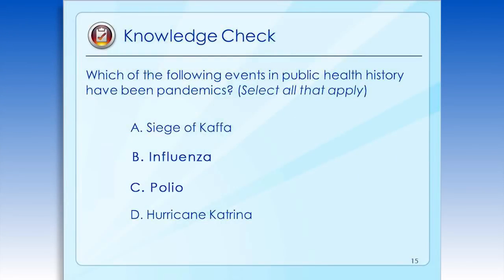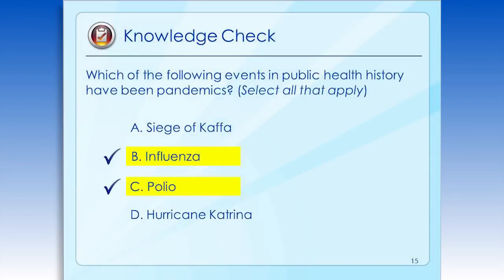All right, it's time for another knowledge check. Which of the following events in public health history have been pandemics? And just a hint, there's more than one answer. Also remember, pandemics are not the same as epidemics. So the correct answers are B and C. Both influenza and polio are examples of pandemics in the history of public health.